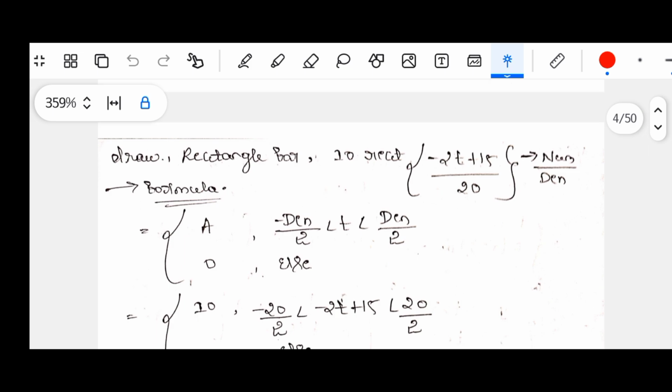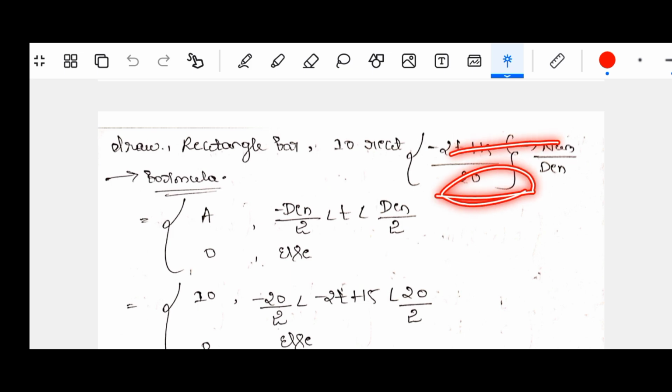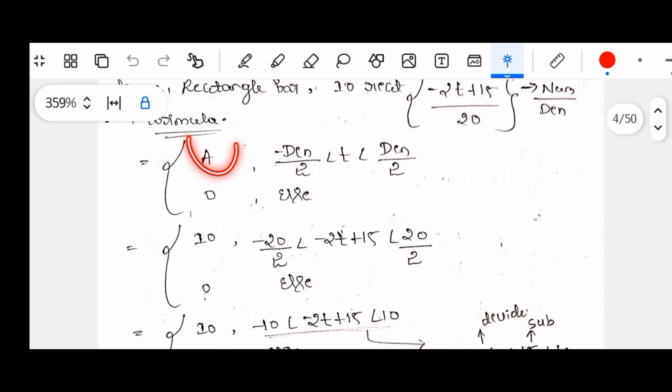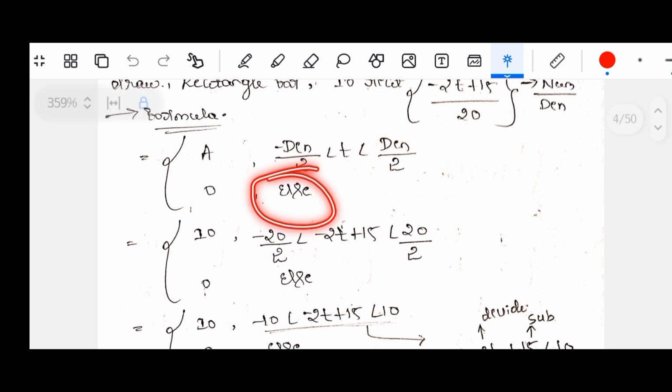Next question: draw the rectangle, 10 rect of (minus 2t plus 15) divided by 20. See, this is the numerator and this is the denominator. So what is the formula? A into rect, minus denominator by 2 less than t less than plus denominator by 2, it will be 0 else.